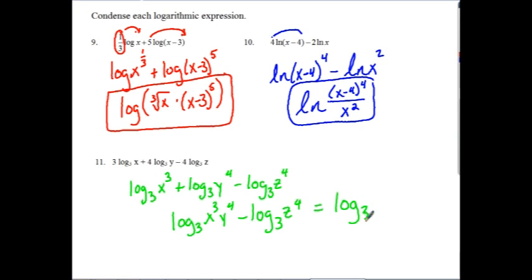So I have log base 3 of x cubed y to the 4th all over z to the 4th. And now we've taken that 3 logs and changed it all the way down just to 1 log. And that is the end of section 3.3.